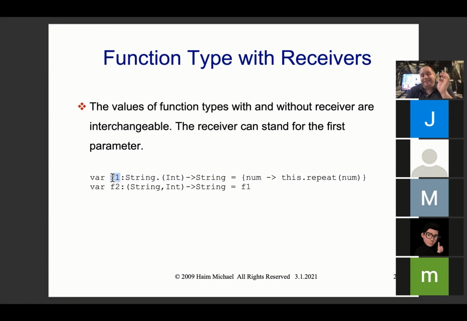Well, you can assign the reference you have in f1 to the variable f2, even though the function type over here is different. Because, as you can see, the type of the receiver is shown as an additional parameter in the function type described over here. So basically, when you have a function that has a receiver, you can treat the function as if it wasn't a function with a receiver, but it has an additional parameter as a replacement for the receiver. So these two types are interchangeable, just to know.